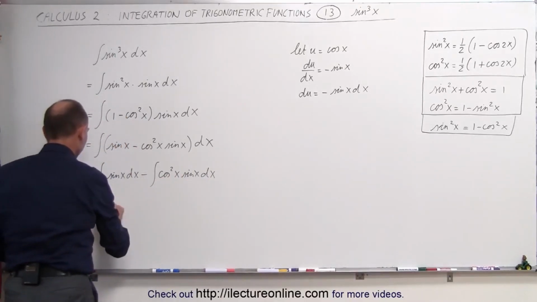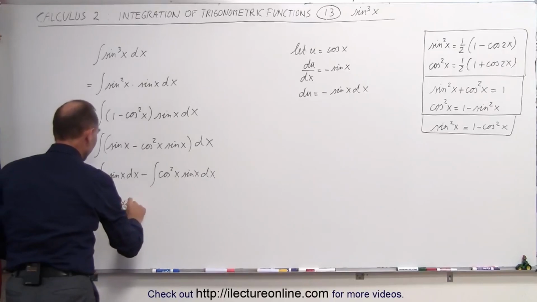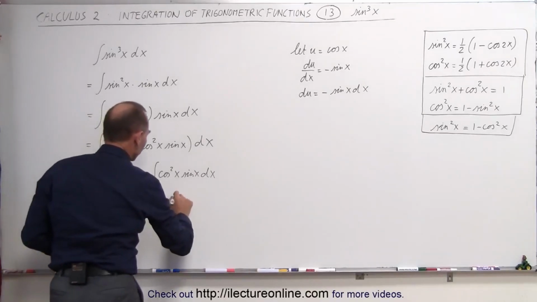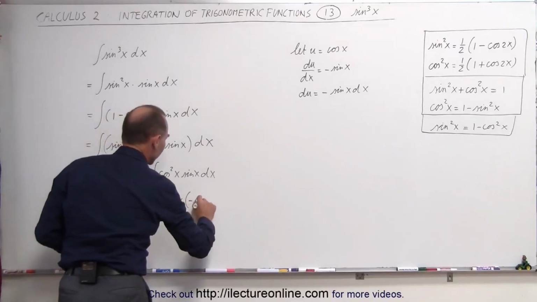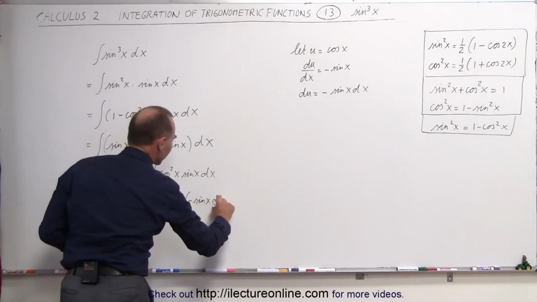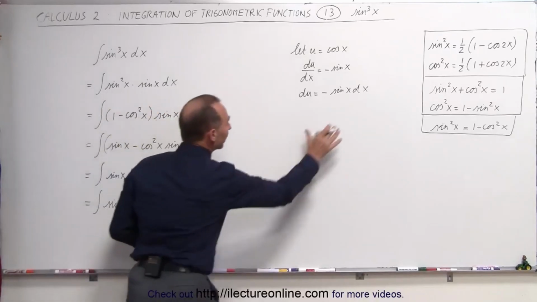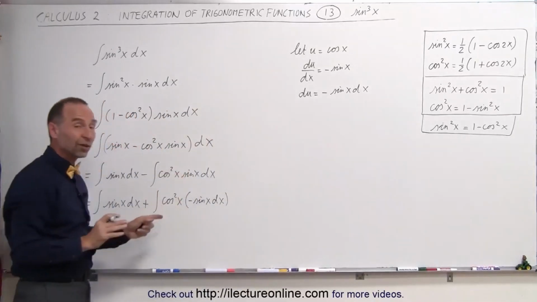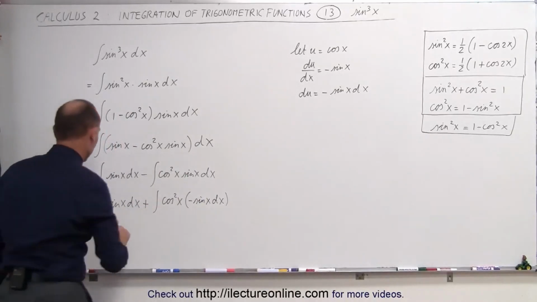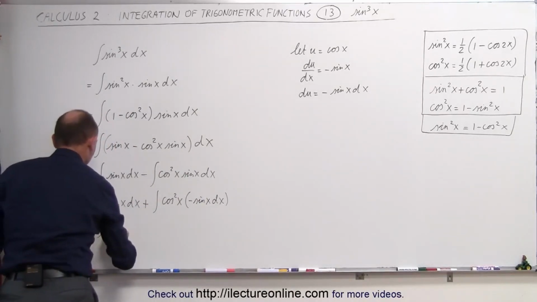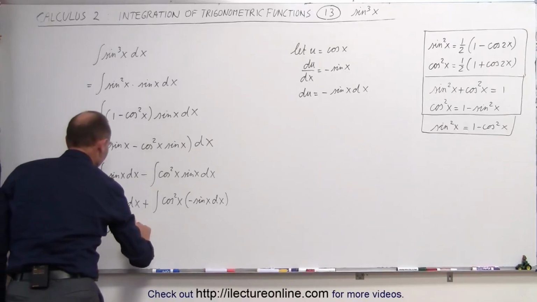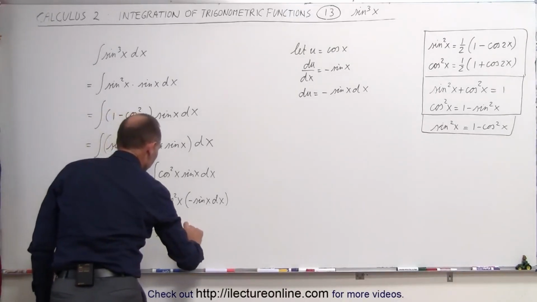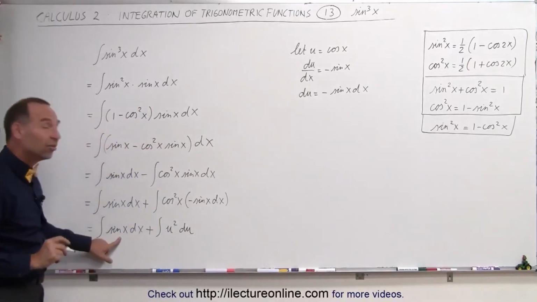This is equal to the integral of the sine of x dx plus the integral of the cosine square of x times a minus sine of x times dx. And notice now I have the exact differential du, and I'll let the cosine of x equal u, so the cosine square of x is u squared. This can now be written as the integral of the sine of x times dx plus the integral of u squared du. This is easy to integrate.